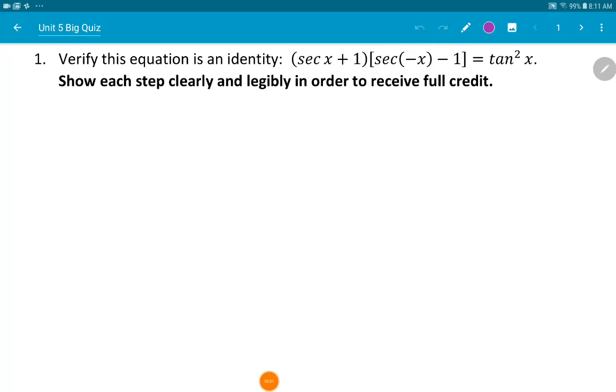On problem number 1 from the Unit 5 Big Quiz, we're going to verify the equation. This equation is an identity. It's really important to show each step very clearly and legibly in order to receive full credit, telling what identities you're using so that it's clear what's happened, especially in this one, because that first step, I'm going to just start by writing down the problem.